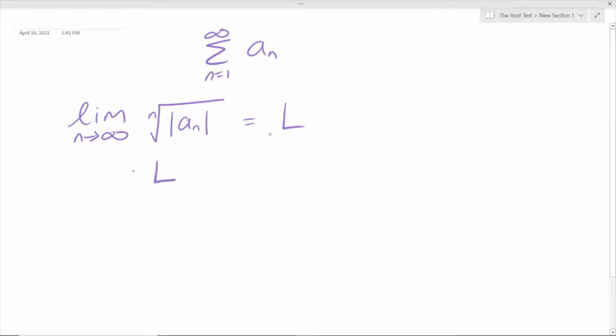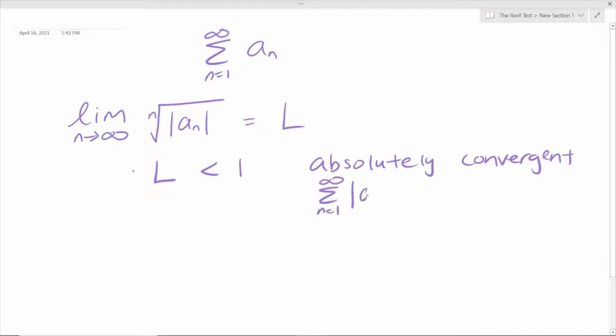So if the limit is less than 1, then that means that the series is absolutely convergent. And when the series is absolutely convergent, it means that the absolute value of this is going to be convergent. That's what it means if the series is absolutely convergent. So that's when the limit is less than 1.